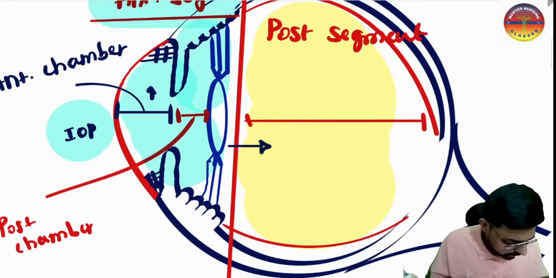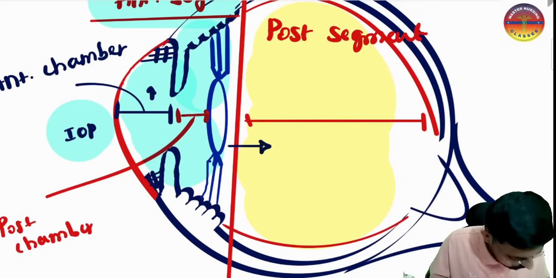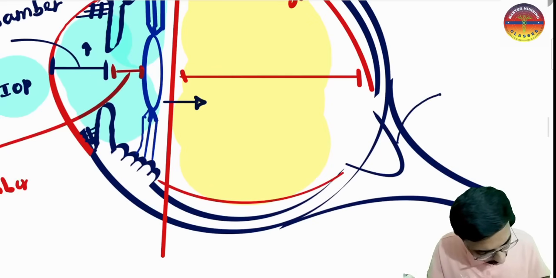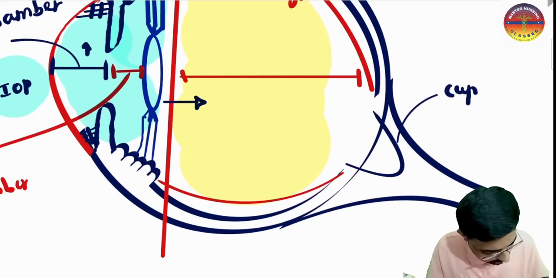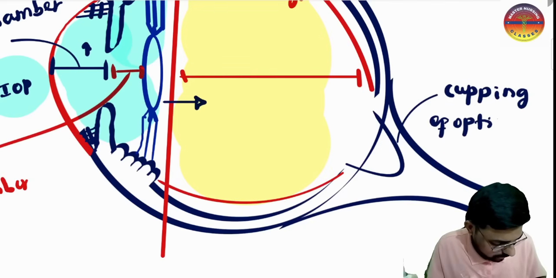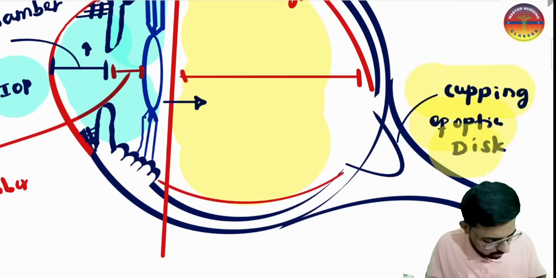So here the optic disc will be bulged out like this. So this is what we call the cupping of the optic disc. This cupping of the optic disc we will see mainly in raised intraocular pressure.